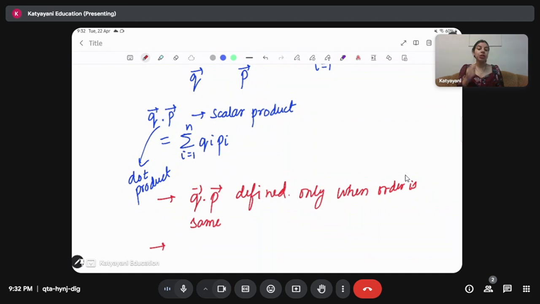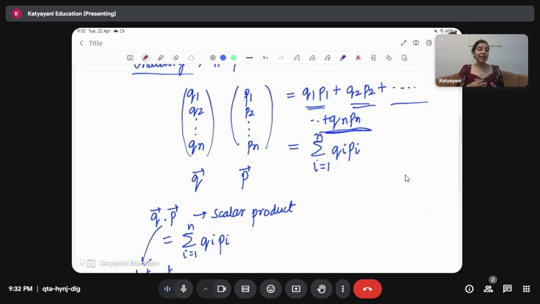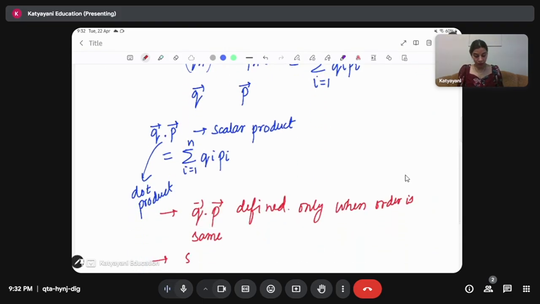Another thing that you should keep in mind about the scalar product is that the scalar product is not a vector. When you multiply and then finally add, you will get a number. So the scalar product is a number and not a vector that you will get. The scalar product of two vectors is always a number.